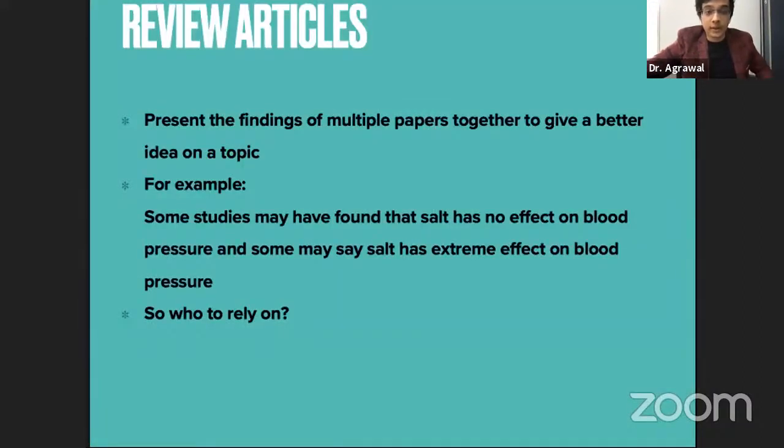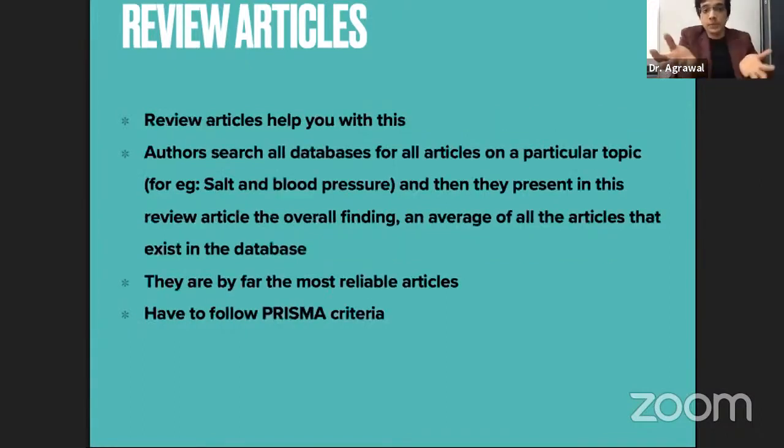Again, review articles essentially present the findings of multiple papers together to give a better idea on a topic. So review articles take, say, 20 original articles on a particular research, say salt and hypertension, and they will find out what the average of that 20 essentially is, or what today's understanding of salt and its effect on hypertension is, right? For example, some studies may have found that salt has no effect on blood pressure, and some may say that salt has extreme effect on blood pressure. So who to rely on? The review articles are the ones that help you with this.